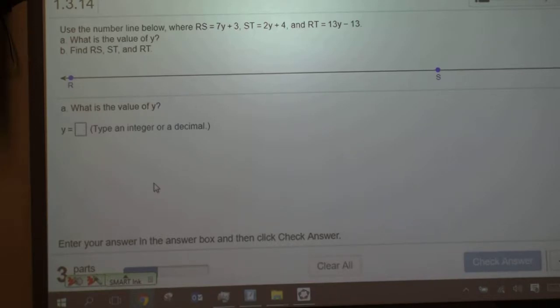Here it says use the number line below where RS is 7y plus 3, ST is 2y plus 4, and RT equals 13y minus 13. Okay? What's the value of y? And then find those three segments independently.